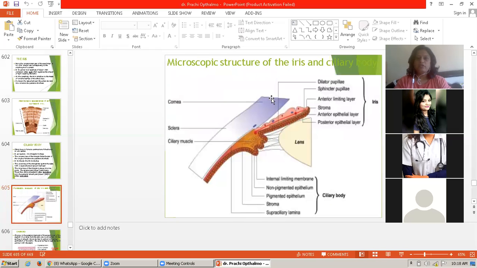Next is the microscopic structure of the iris and the ciliary body. When we study the microscopic structure, we can see how the iris is formed. In this diagram we can see this is the cornea, this one is the sclera, and this is the ciliary muscles.